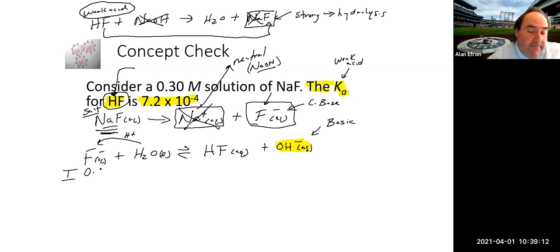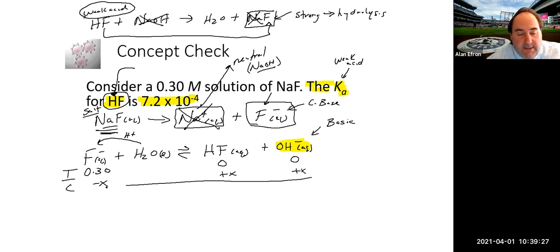So we're going to start with the 0.3. This is going to be 0 and 0. Again, it's 0.3 molar because it's a 1-to-1 relationship between sodium and fluoride. Change is going to be minus X, plus X, plus X, which means at equilibrium 0.3 minus X, X, and X. Any questions on the ICE table? So, a run-of-the-mill ICE table, but a straightforward one here.